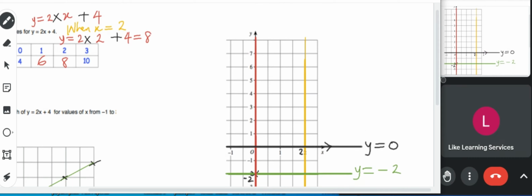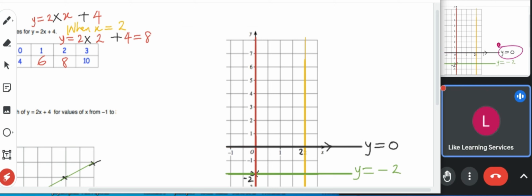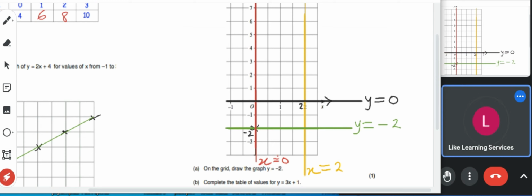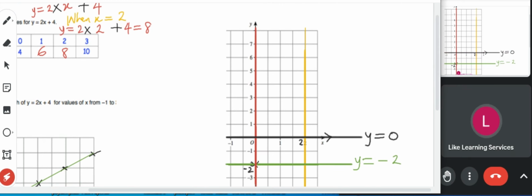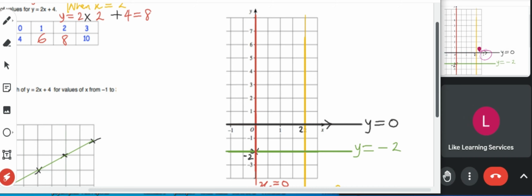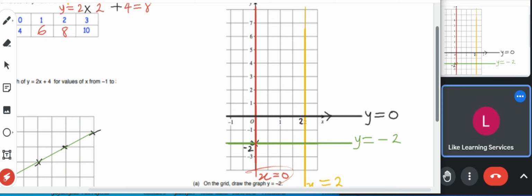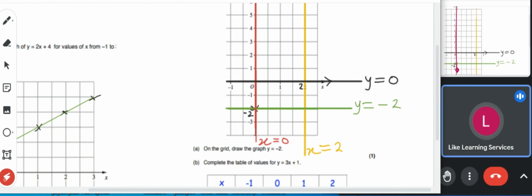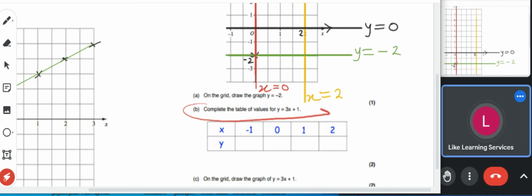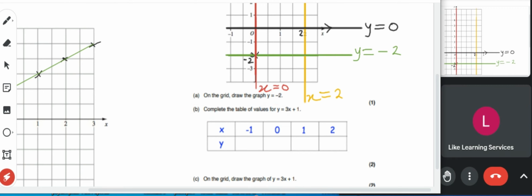Let me say that again. The line of y equals 0 is the x-axis, while the line of x equals 0 is the y-axis. Again, the line of y equals 0 is the x-axis, and the line of x equals 0 is the y-axis. Okay, so please just go ahead and complete the table. It says complete the table for these values. Let's go.